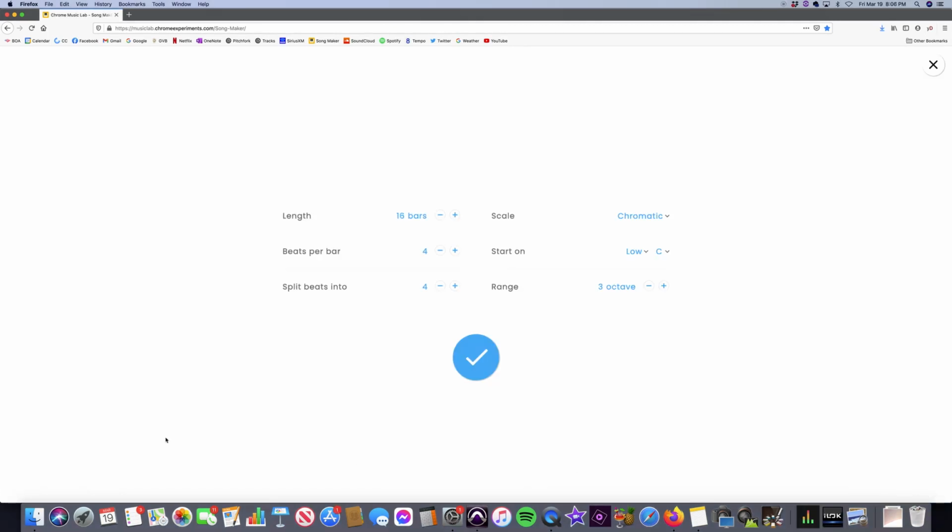And under that, we have split beats into 4. So each beat is split into 4 grid lines. So we have 4 beats per bar, and we also have 4 grid lines per beat. So if you multiply 4 times 4, that's 16, right? So that gives us 16th notes. That means the smallest note we can put in is a 16th note, and I'll talk more about notes later. You have 8th notes, 16th notes. So Songmaker is allowing us to do 16th notes, basically.